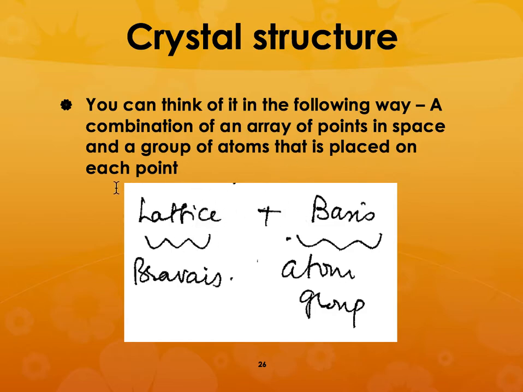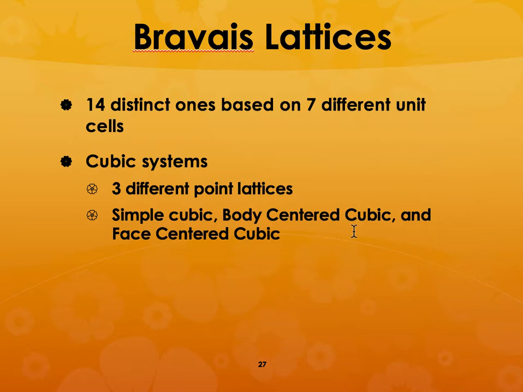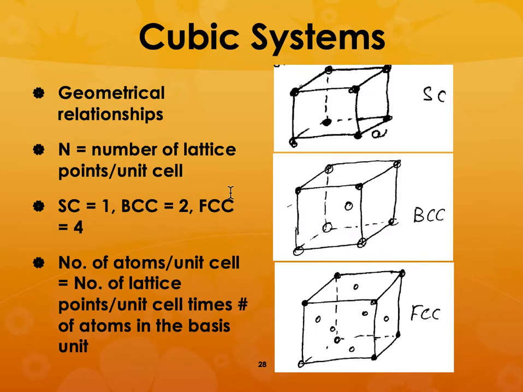So as I mentioned to you, you have a lattice which is defined by the Bravais lattice as 14 different systems, and then you have one basis group, an atomic group, on each of those points. So there are 14 distinct ones based on 7 different unit cells. In the cubic system, which is the simplest system that you can think of, there are 3 different point lattices. They are called simple cubic, body-centered cubic, and face-centered cubic. So I hope you remember all that. They all have specific types of geometrical relationships.